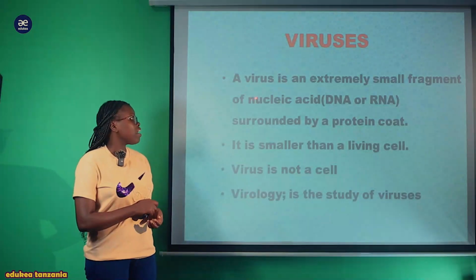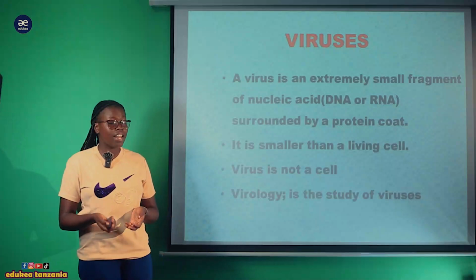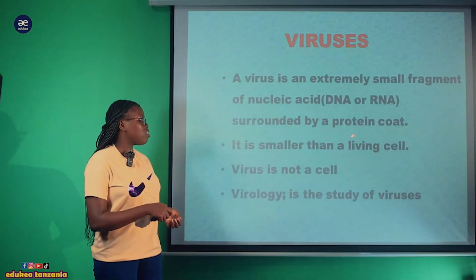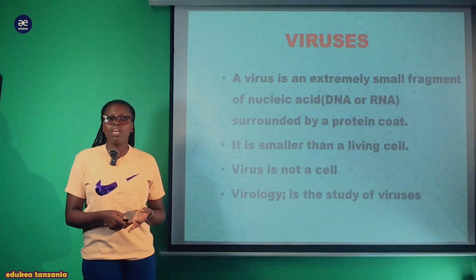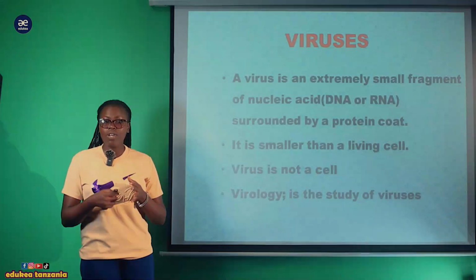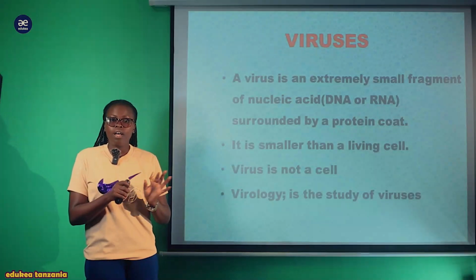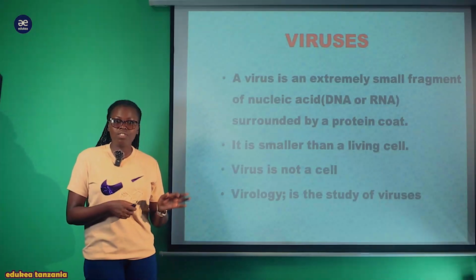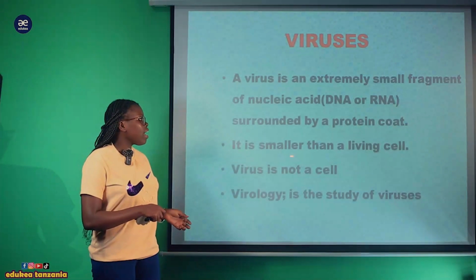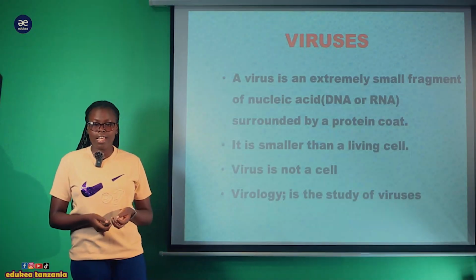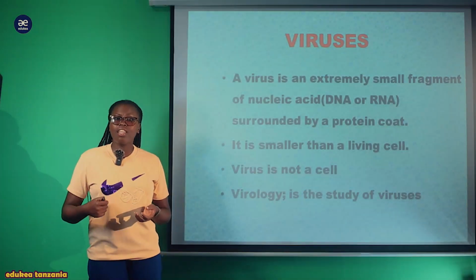A virus is an extremely small fragment of nucleic acid, which is DNA or RNA, surrounded by a protein coat. So these are just small fragments of nucleic acid, DNA or RNA, surrounded by the protein coat known as the capsid, which is used for protection of the virus against the host enzymes. They are much smaller than a living cell, meaning that they cannot be seen with our naked eyes.